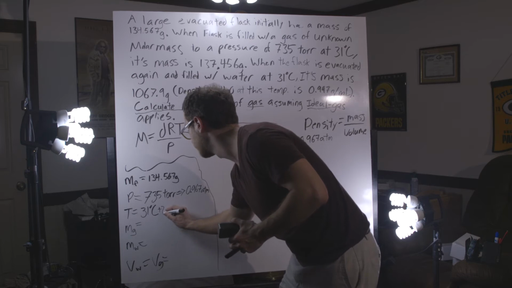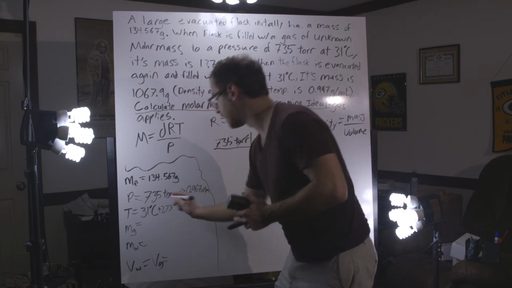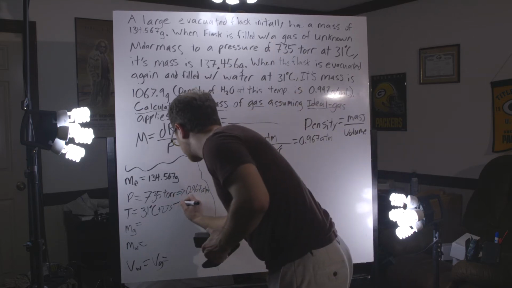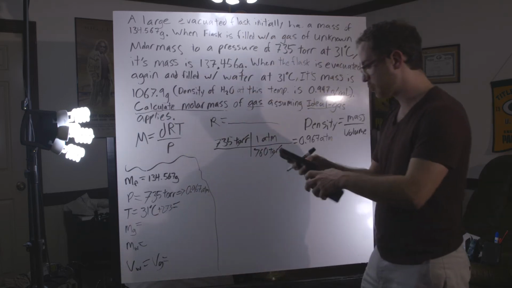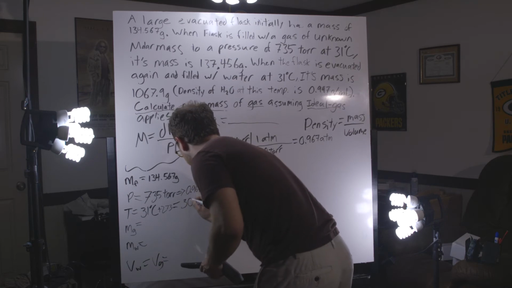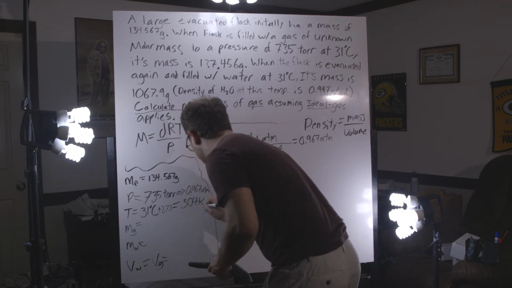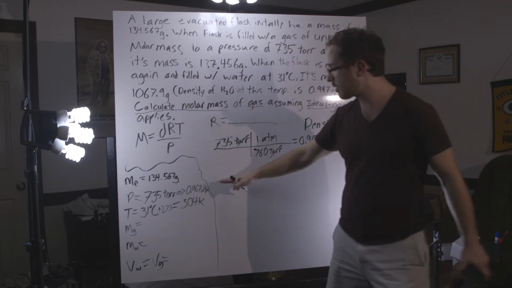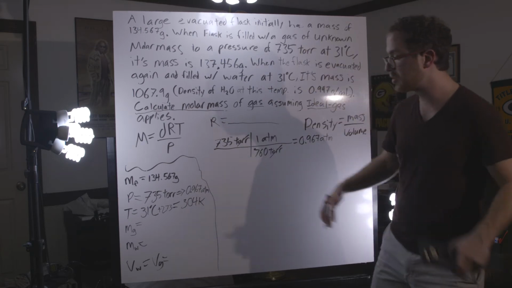All right. Now let's convert temperature to Kelvin. We can just do that right here. 273, because Celsius plus 273 will equal Kelvin. So that will be 31 plus 273, which equals 304. So 304 Kelvin. All right, so now we got our pressure and our temperature in the units that we want.